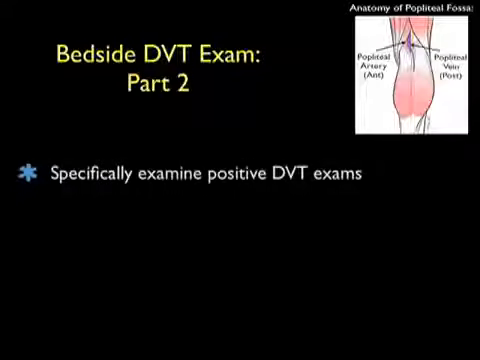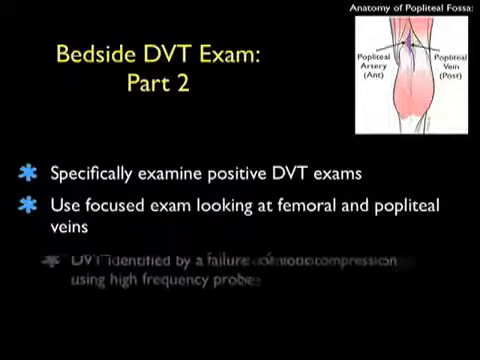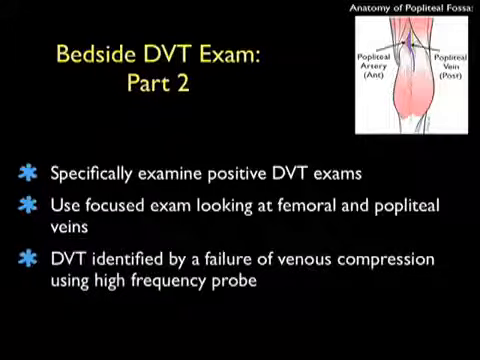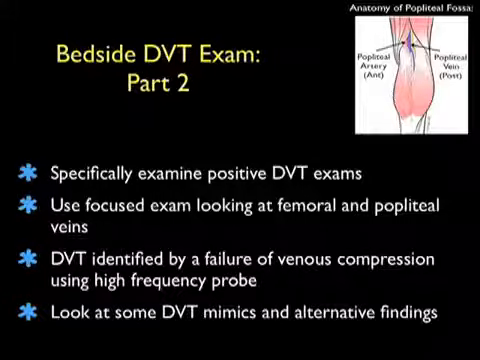Welcome back to Sound Bites Ultrasound and part 2 of the bedside DVT ultrasound evaluation. Hopefully you've had a chance to complete part 1 of the module prior, looking at the normal anatomy of the leg veins and normal compression examination looking for a DVT. In this module, part 2, we'll specifically examine positive DVT examinations using the focused exam to look at the femoral and popliteal veins. A DVT will be identified by a failure of venous compression using the high-frequency probe.